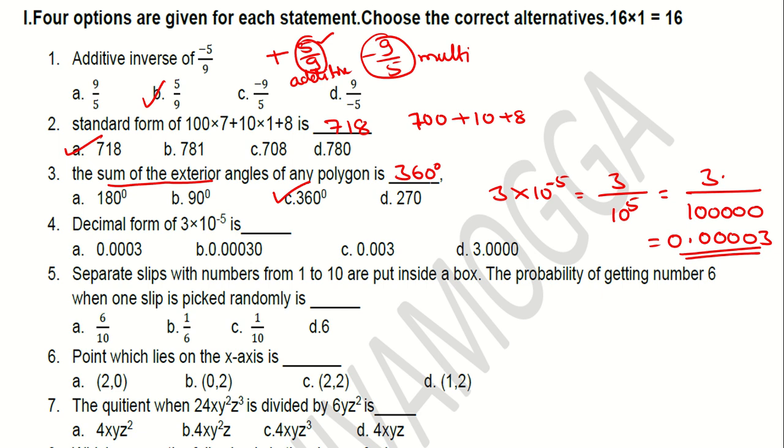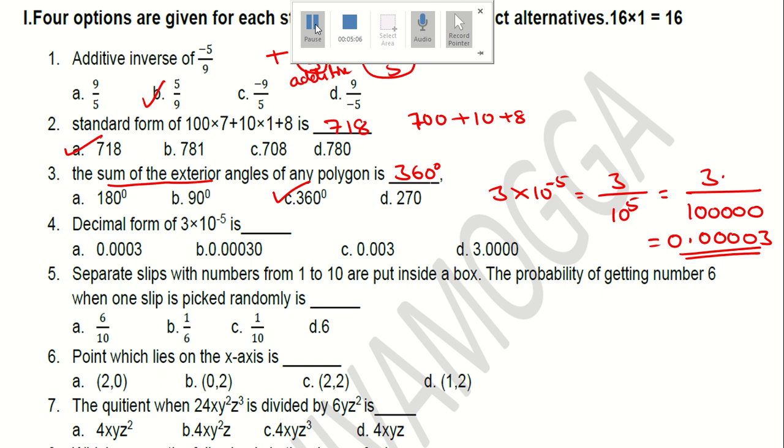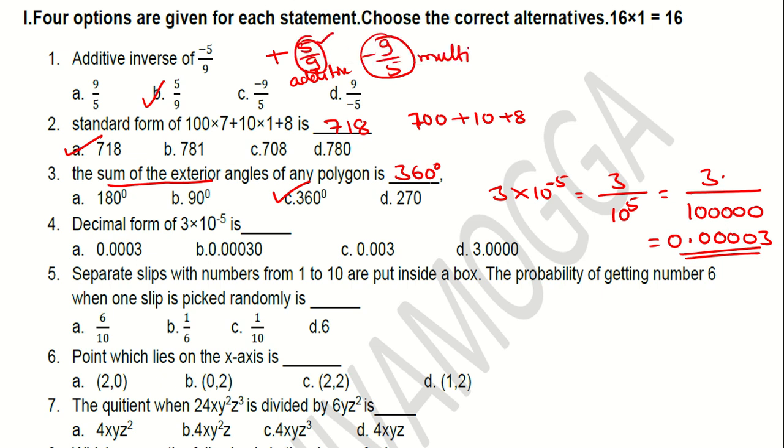Oh, there is a wrong option here. Students, the option is wrong. They should have given four zeros before that. So you have to write that as 0.00003, so that there are four zeros.